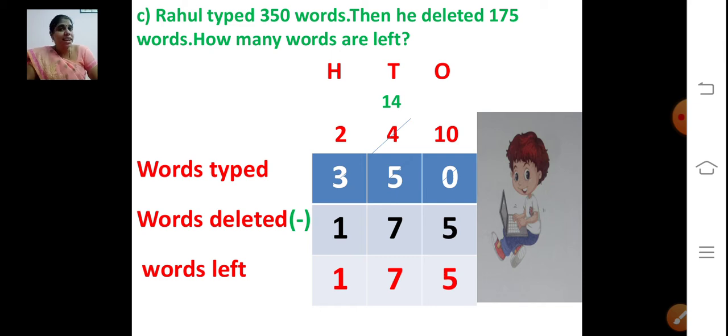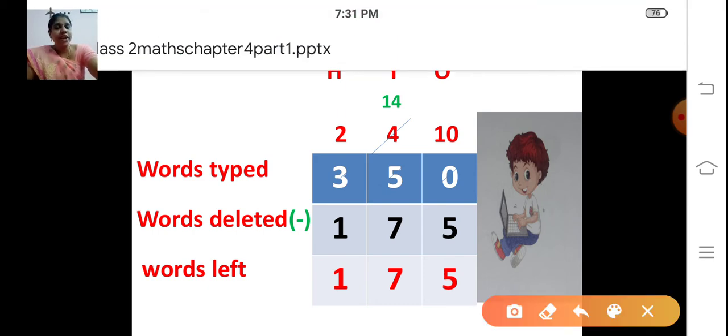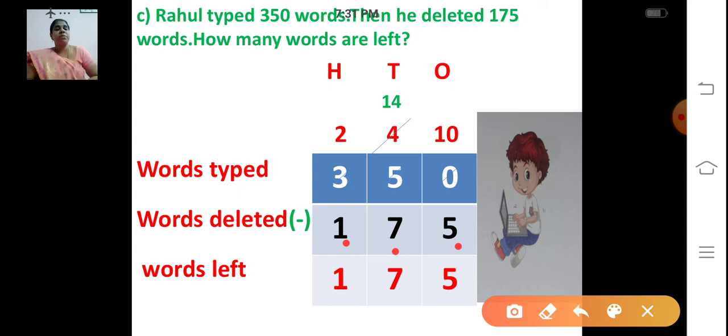So how many words are left? So what do we have to do? What operation are we going to do now? Subtraction. So now let's write words typed. How many words did he type at first? 350. Write down 350. Words typed 350. Next, words deleted. How many words did he delete? 175. First, how many words did he type? 350. How many words deleted?